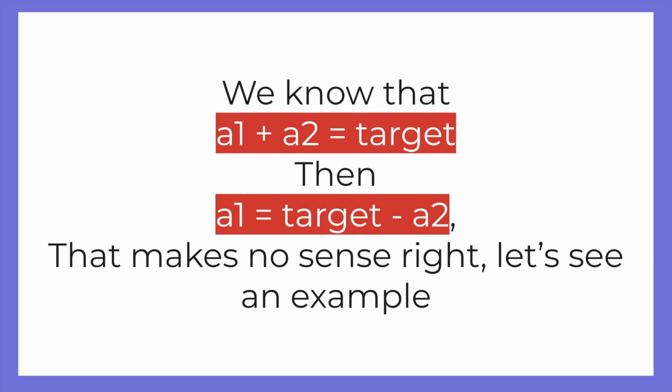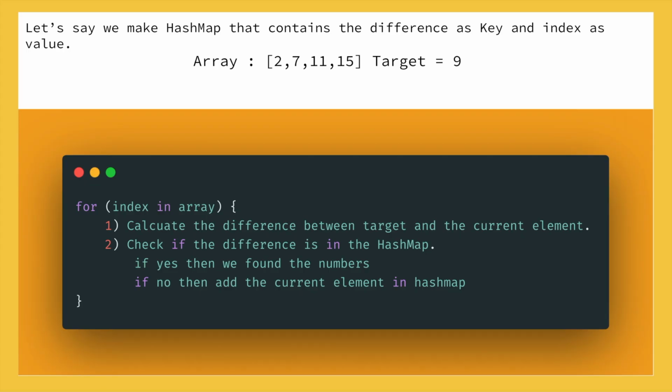So basically what you do is you take the current number and find the difference between the target and the current number, and you see if the difference is already in the HashMap. Now what this will do is this will eliminate the nested for loop. Let's take a look at our pseudocode for our optimized solution.